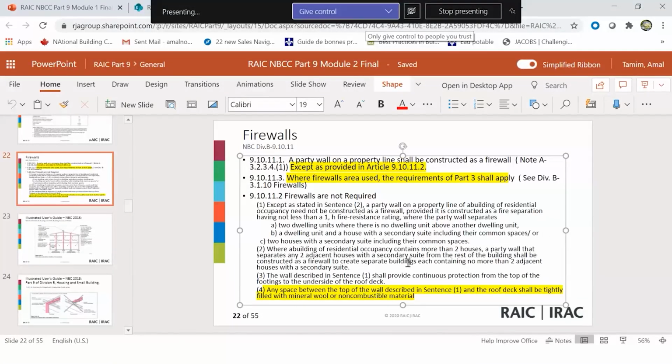So this one is basically 9.10.11.2, where firewalls are not required. Where a building of residential occupancy contains more than 2 houses, a party wall that separates 2 adjacent houses with a secondary suite from the rest of the building shall be constructed as a firewall to create separate buildings, each containing no more than 2 adjacent houses with a secondary suite. This is what we've seen. We can double check that. We can go to 9.11.2.